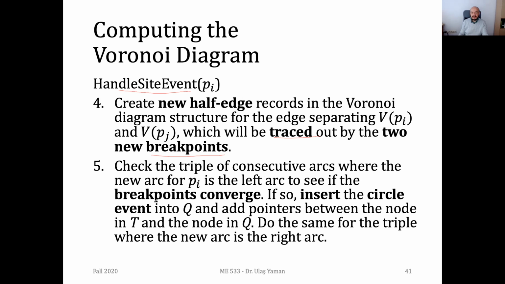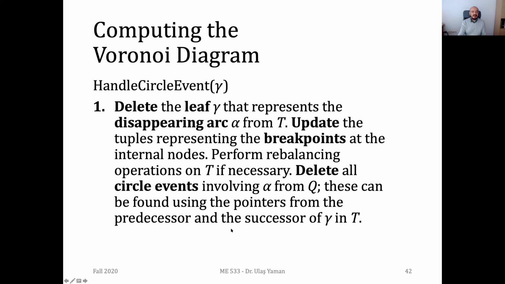When do we realize it? We realize it once the breakpoints actually converge. If that's the case, then we will insert a new circle event into our event queue, and obviously we need to add some pointers so that we can easily reach values between these data structures. So we need to add such an event and then go on with the rest of the main algorithm.